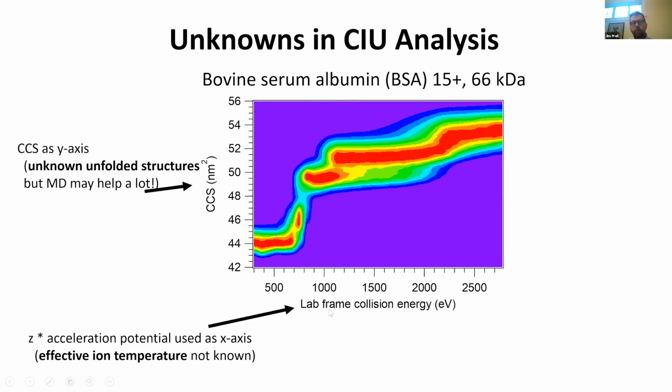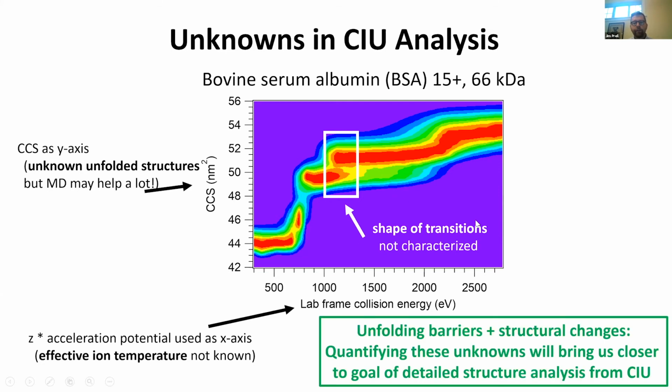Likewise, typically what is reported as the energy axis is the lab frame collision energy. That's just the charge of the ion times the acceleration potential that's being used to unfold it. So we don't actually know what the ion's effective temperature is to try to understand rate constants and barrier thermodynamics. We also typically are not analyzing in a quantitative way the shape of transitions between two different states as one decays and the other grows in. So we'd like to study both of those in my group to try to give us a more quantitative understanding of structure from CIU.